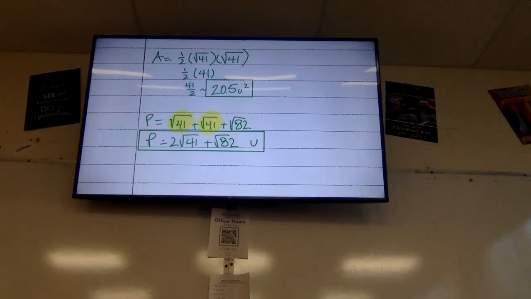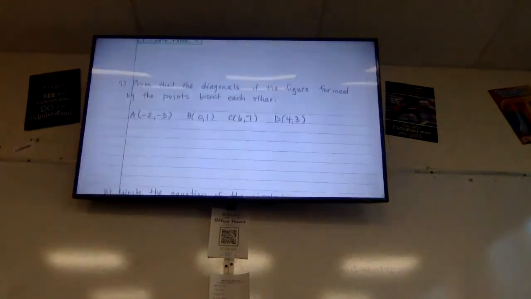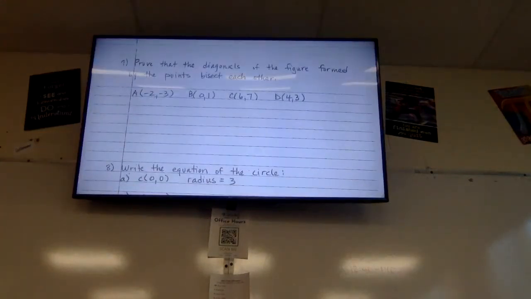All right, flip your paper over. And we've got another graphing problem. It says, prove that the diagonals of the figure formed by the points bisect each other. Okay, let's draw a picture first to see what's going on. I'm going to draw a picture, see what the shape even looks like, what these diagonals would even look like.